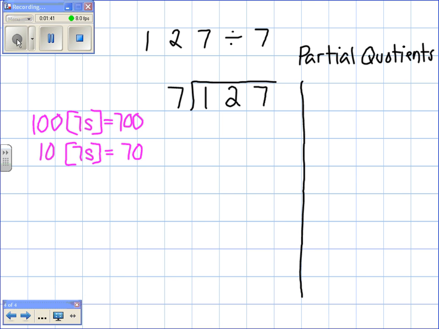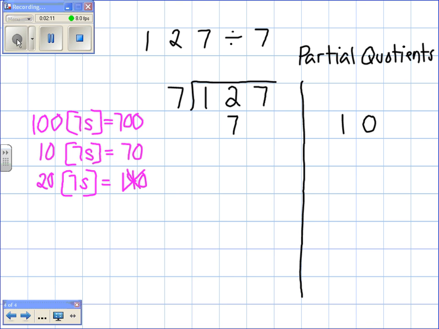I'll ask myself now, are there at least 20 sevens in 127? No, because 20 times 7 equals 140, which is more than 127. So there are at least 10 sevens, but not more than 20. So we'll try 10. So under the partial quotients column, we're going to write 10 because we know that there are 10 sevens equal 70.